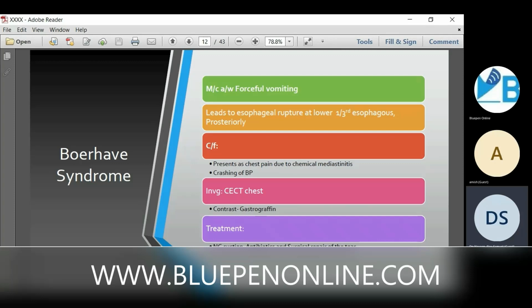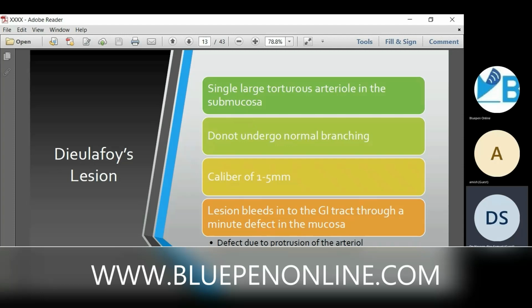And the treatment, what do you give? NG suction, that is a nasogastric tube. Have you seen a nasogastric tube? Yes, sir. With that you use the suction. Then, I told you, inflammation will cause infection also. So what you have to give? Antibiotics. And it's a tear, so what you have to do? You have to do surgical repair of the tear.